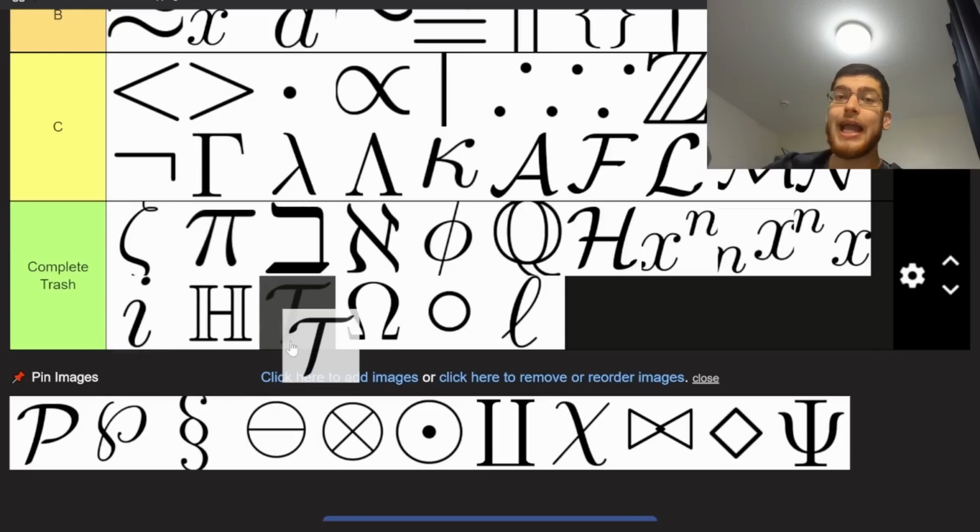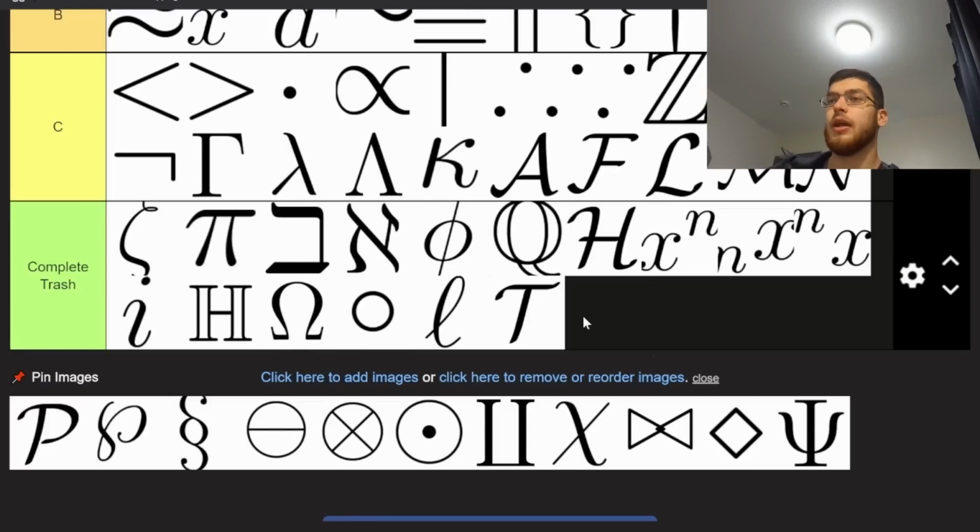Topology. A mug is not a donut. All right? I can't eat a mug. All right? I can't pour coffee in a donut. It'd pour right out again. Shut up. That's going in complete trash.